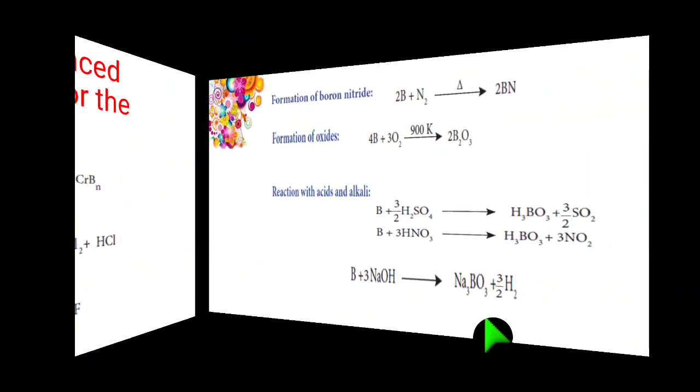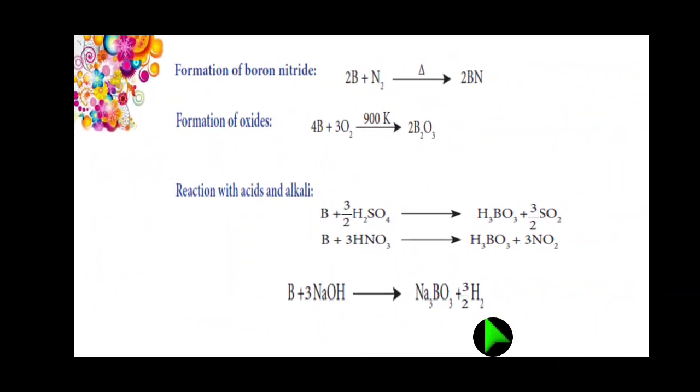So next, formation of boron nitride. Boron reacts with nitrogen, it gives boron nitride, BN, on heating. Then boron gives oxides. Boron reacts with oxygen at 900 Kelvin. Boron oxide is formed, right? Next, boron reacts with acids and alkali.